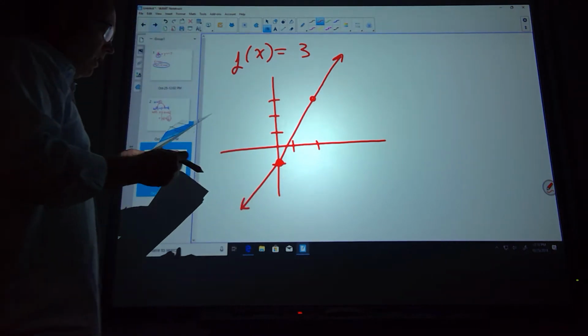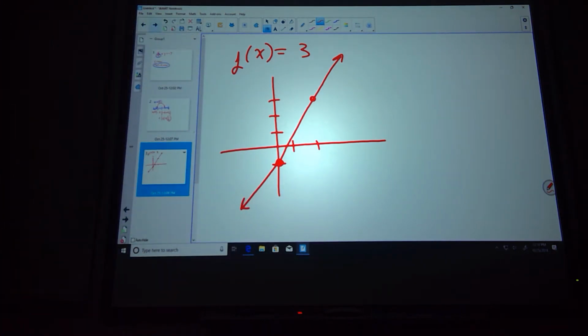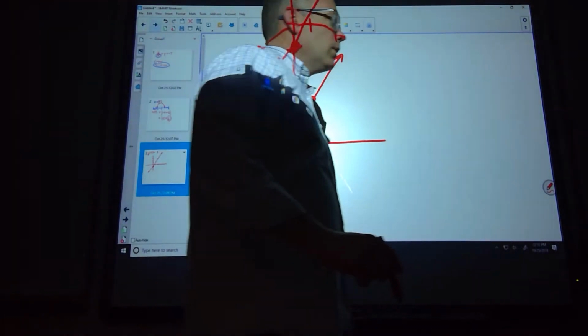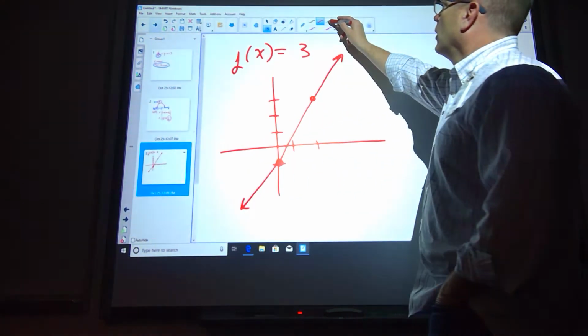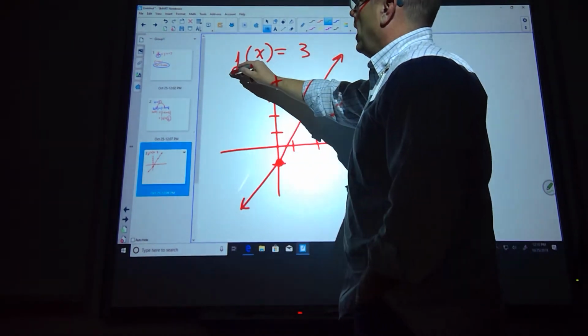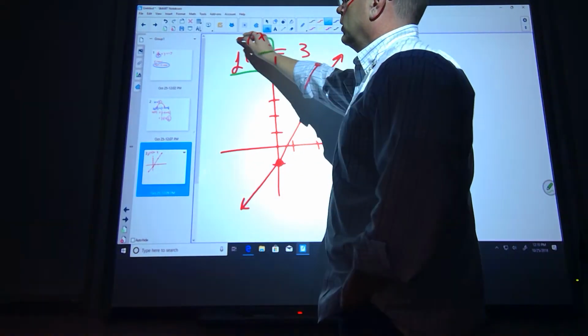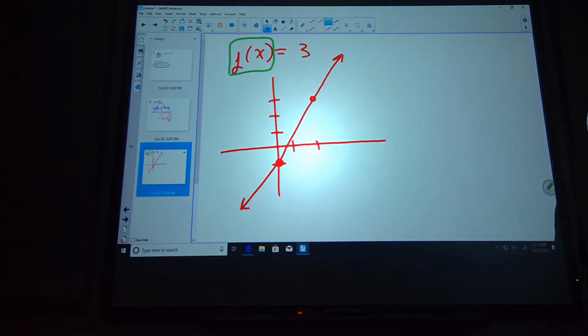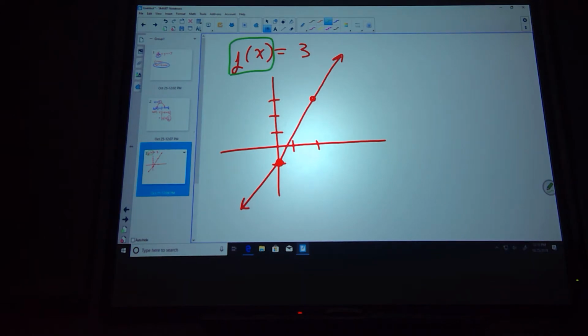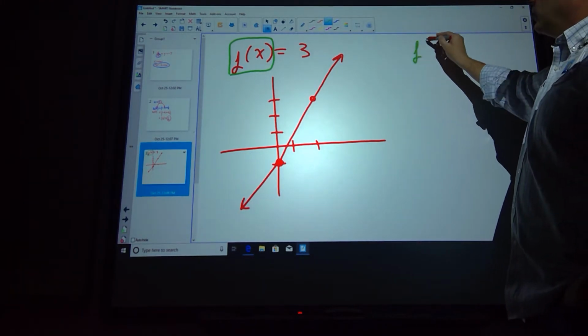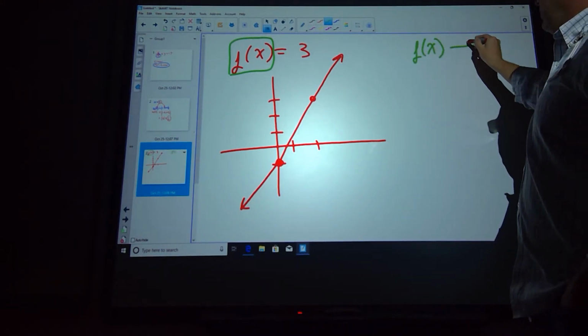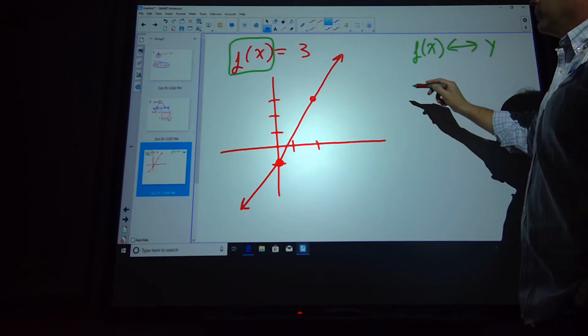So I think I have that about close to what they have. Agree? All right, so let's talk about this. What is another way to write this? How can I take something out of functional notation? Y. Exactly right. So f at x means the same thing as y.